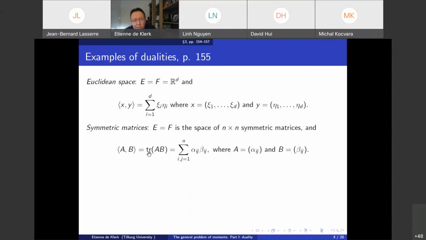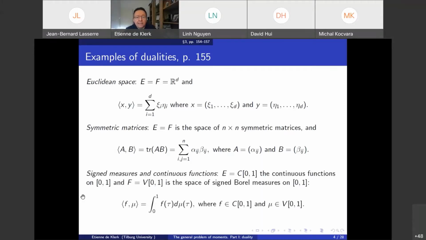And one can also write it, as you may know, in terms of the trace, the sum of the diagonal elements of A times B. For this reason, it's also sometimes called the trace inner product. So again, this is an example of a duality. And a good warming up exercise is for you to show that it's indeed a non-degenerate bilinear form.